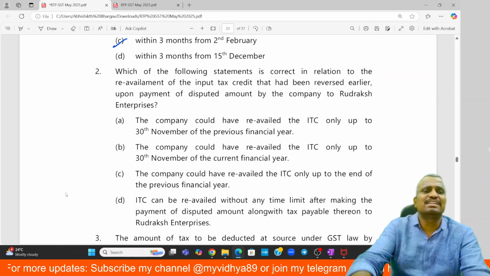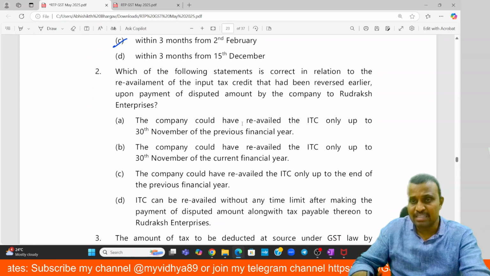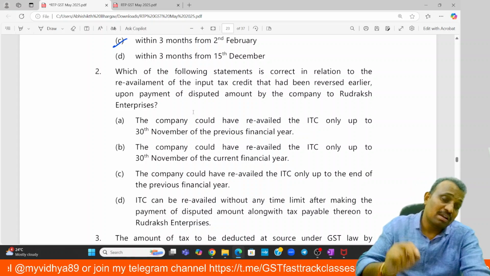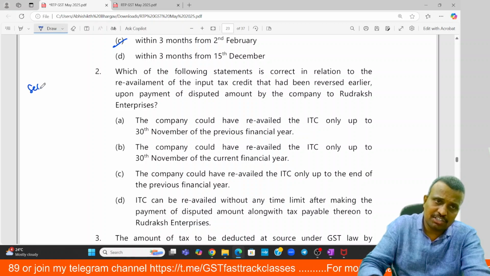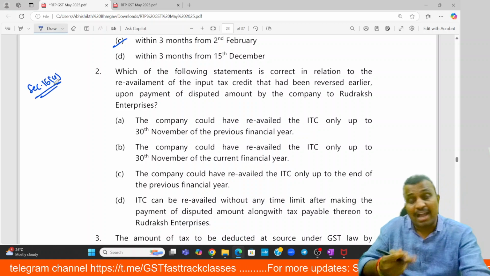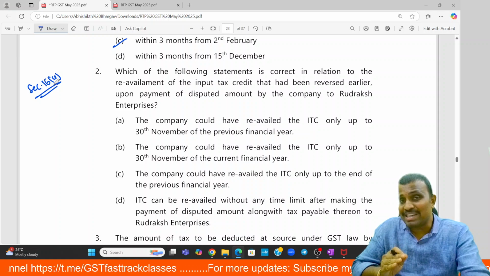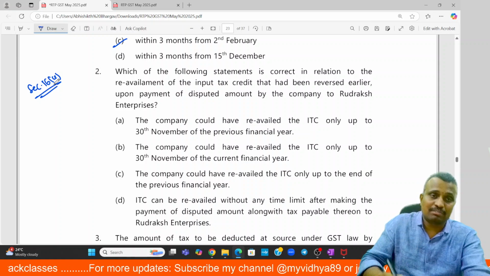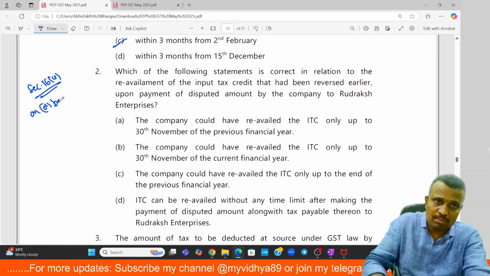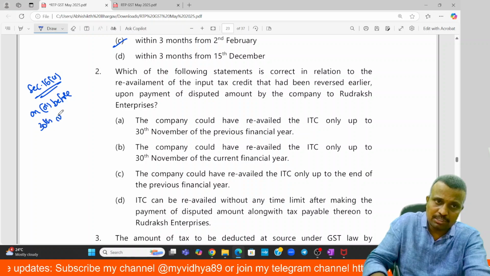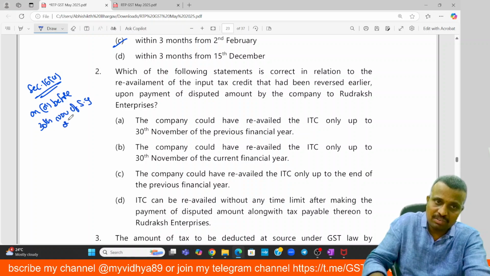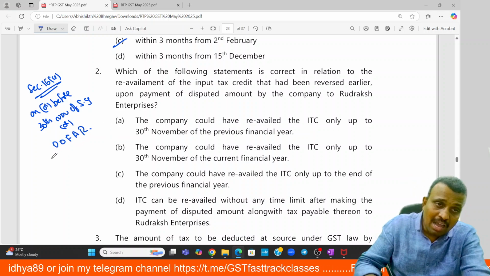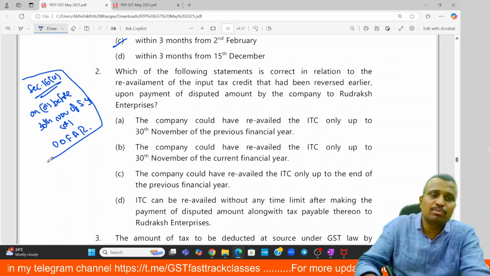Which of the following statements is correct in relation to the re-availment of input tax credit that had been reversed earlier upon the payment of the disputed amount by the company to Rudraksha Enterprises? Coming to here, section 16(4) applies. As per section 16(4), input tax credit can be claimed by the party on or before 30th November of the succeeding year or the date of filing the annual return, but this is the last date for claiming the input tax credit.